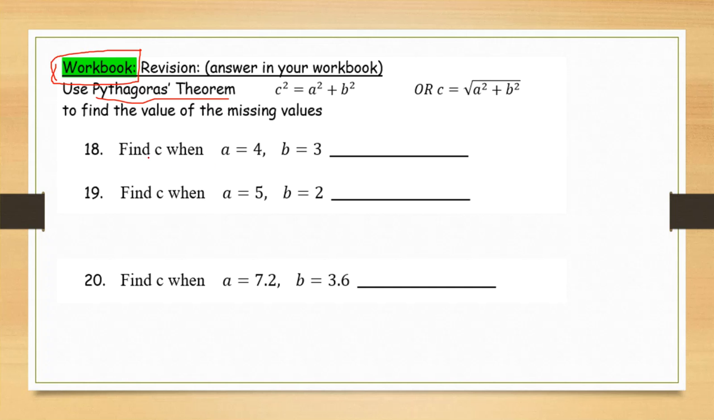So Pythagoras' theorem is up here. C squared equals a squared plus b squared. Or you can use this one over here. So it's just taking the positive square root.